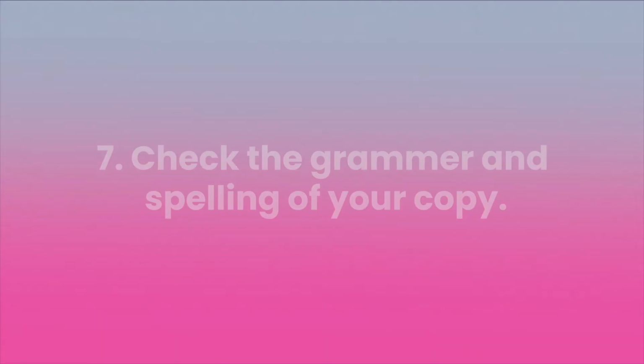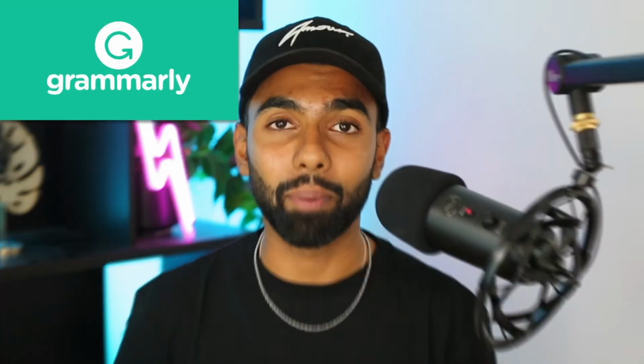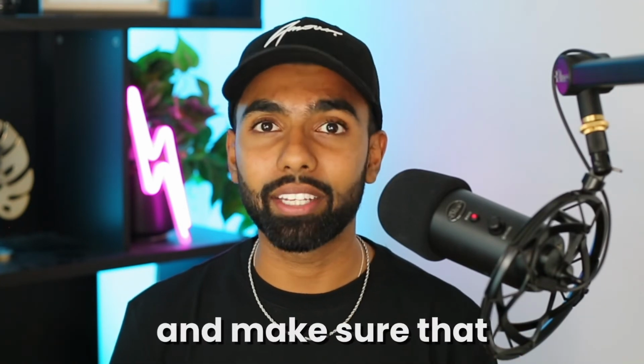Number 7 is check the grammar and spelling of your copy. So before the email actually gets designed, every single piece of copy should be going through a punctuation and grammar checker such as Grammarly. But before the email actually goes live, just read through all the copy manually and make sure that there's no errors. Nothing reflects more poorly on a brand than just simple typos in copy.